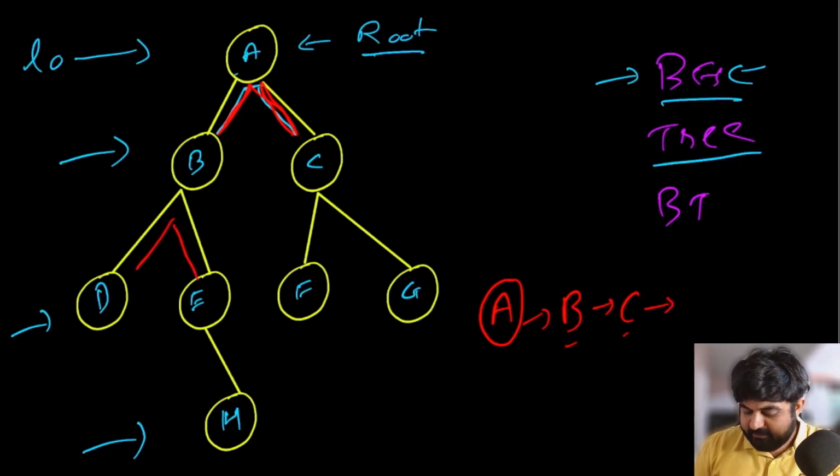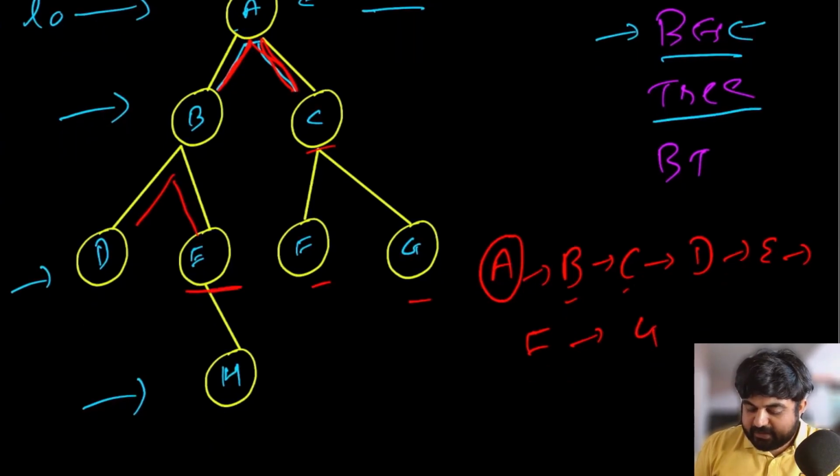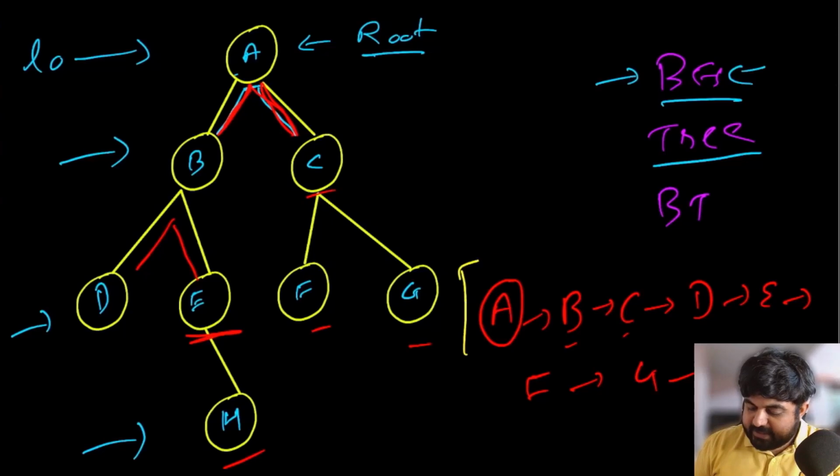So for B we are going to visit children D, and also we are going to visit children E. Again, C has children F and G. So again from E we are going to visit node F, and then node G. In the end, E also has a child called H that we are going to visit last.